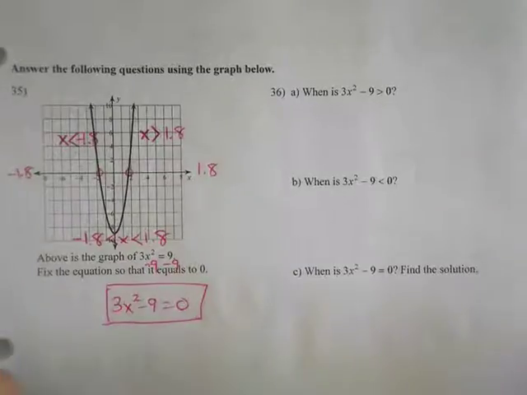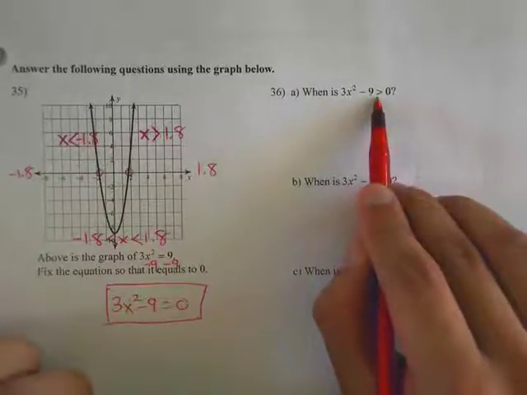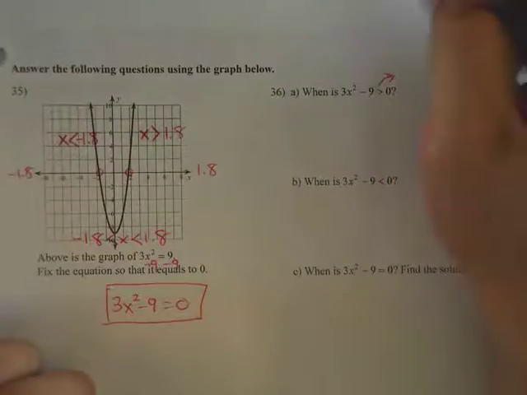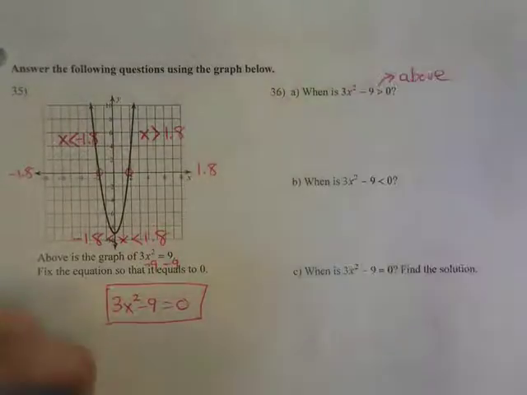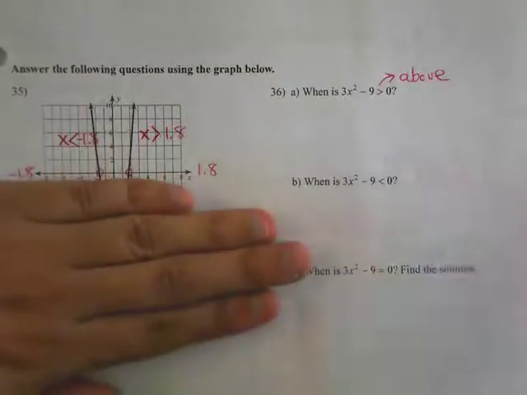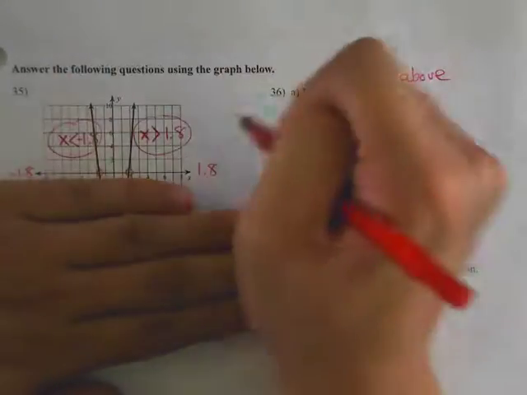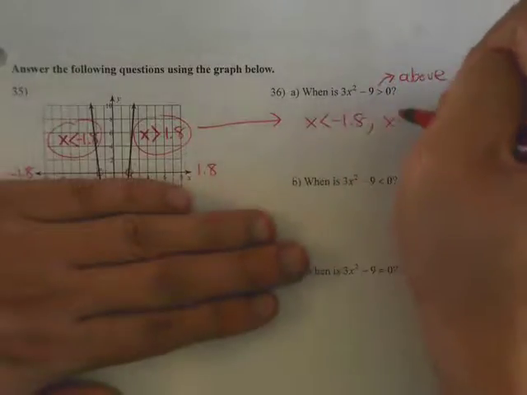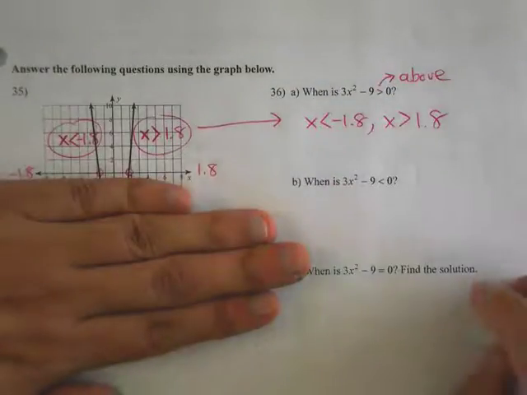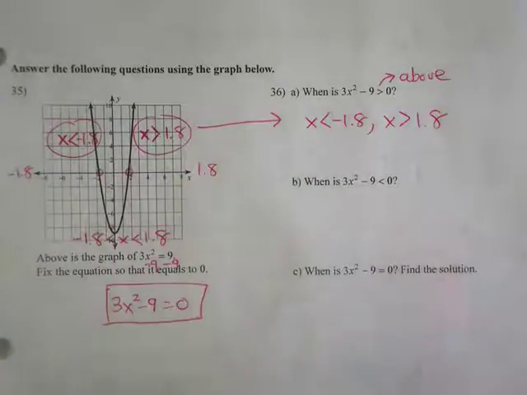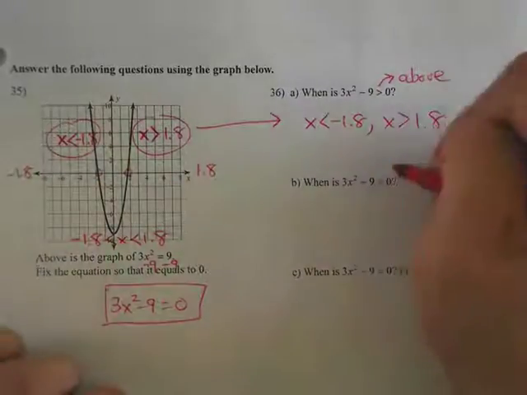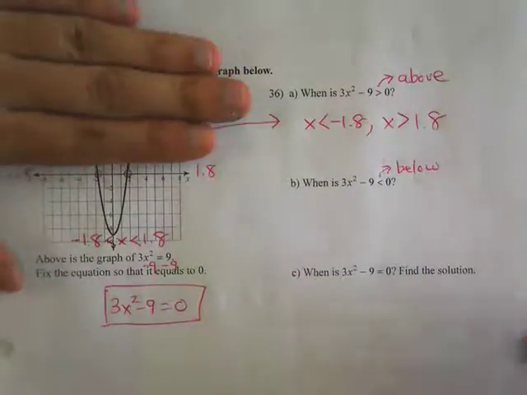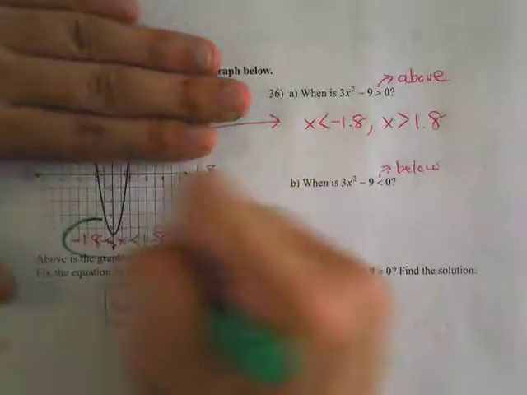Okay, sometimes they'll trick you. They're not asking for the solution. They're asking when the equation is greater than 0. So greater than 0, you've got to look above the x-axis. So you're going to block this part over here. That means those two answers belong over here. Okay, when is this equation less than 0? We're going to look below. So we're going to block this one off, and then this is going to be your answer.